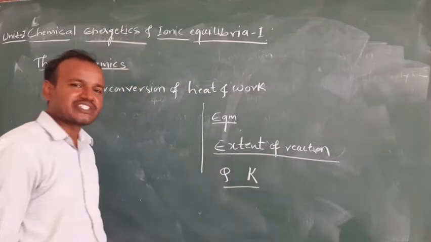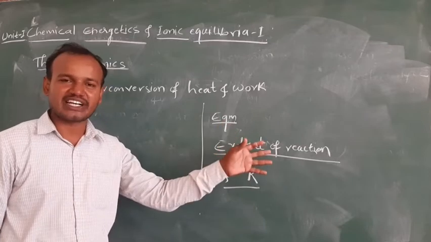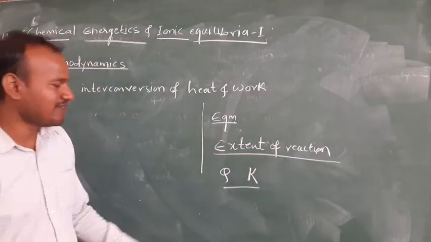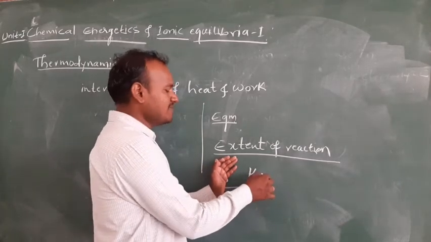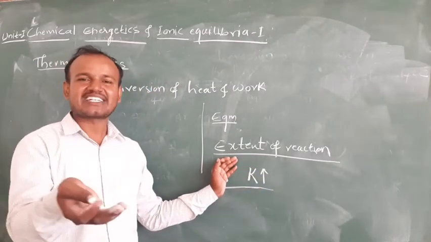So with these two relations we will come to know the extent of reaction and the direction of the reaction, whether a reaction shifts to the right side or left side, using these two expressions. If you get a higher value of equilibrium constant, then what is the meaning of that? Most of the reaction is completed.